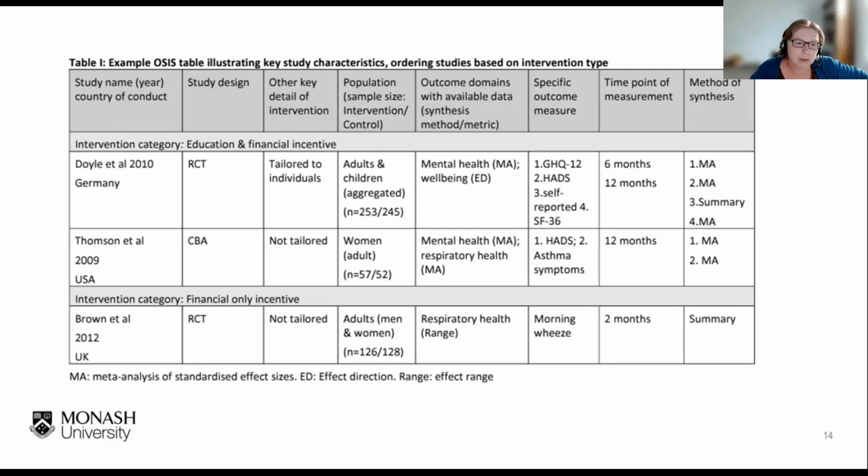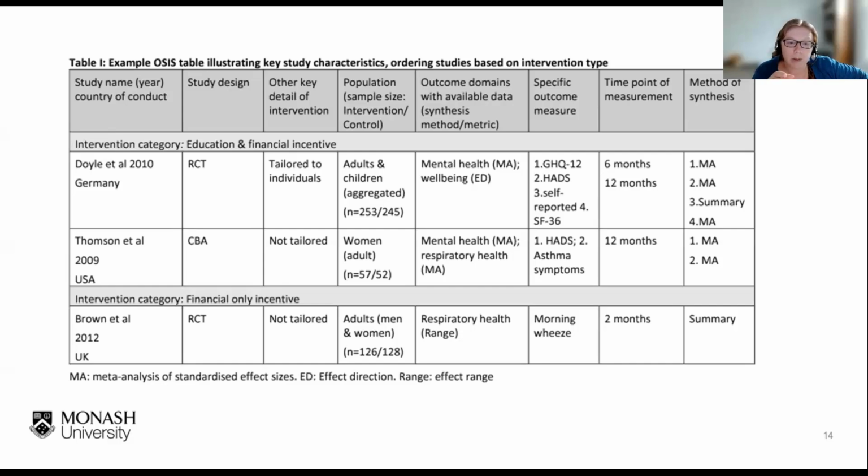So in this particular example, we've got studies grouped by the intervention category. So education and financial incentives in the top section, moving on to financial only, and then I'm getting this type of review where you're looking at those kind of multi-component high-level interventions. There will often be a number of different categories after that. But we have got the study design flagged because we're using RCTs and control before and after studies. And then we've got another key element of the intervention, which is tailored versus not tailored, which was obviously important to interpret in this particular review.